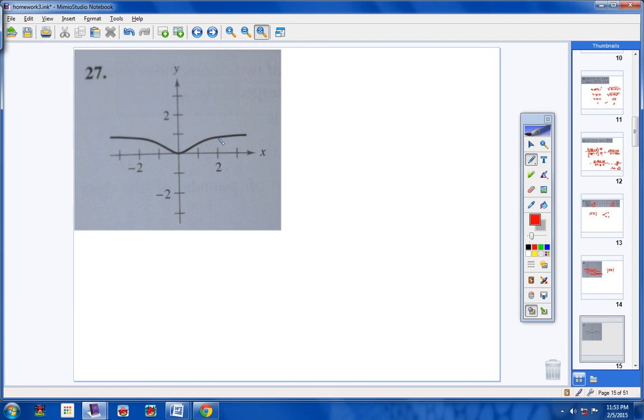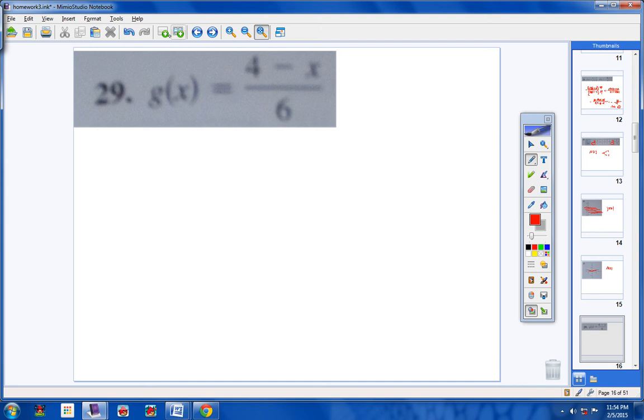Guys, I know it kind of looks like it's leveling out, but it's not. It's slowly but surely getting higher, but it really doesn't matter, because right here, if you draw a horizontal line there, it obviously intersects the graph in more than one place. So no, this graph does not pass the horizontal line test. So no, this graph does not have an inverse function. Alright, number 29.